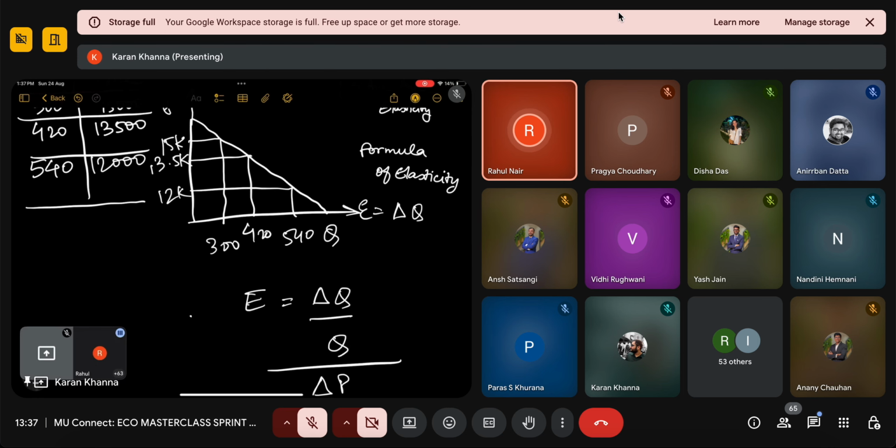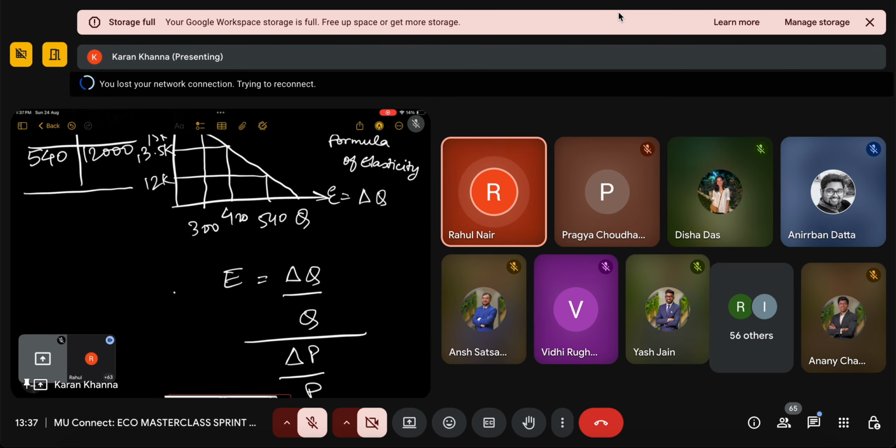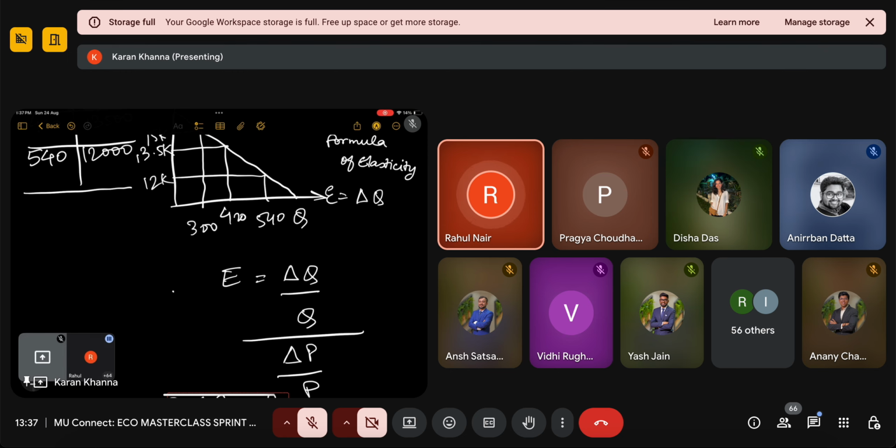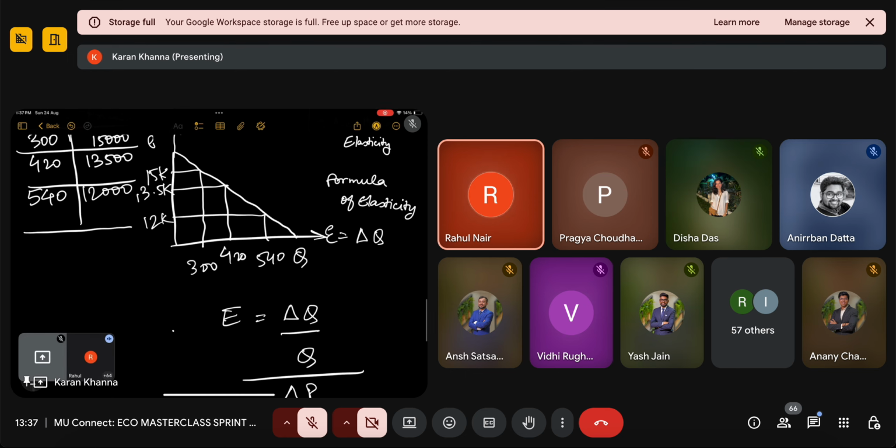So we can use this particular data to calculate the elasticity, and then we can discuss how more concepts can be ingrained in this particular case study. Looking at the graph, we know that at 12,000 rupees, the demand is 540. If we increase that to 13.5K, the demand decreases to 420, and then if we further increase to 15K, the demand reduces to 300. So it is clear with this graph, these figures.